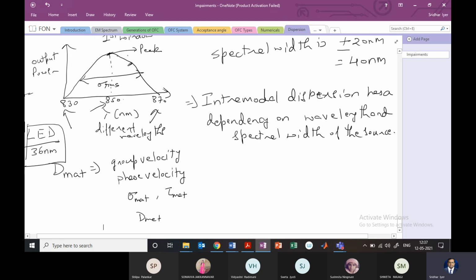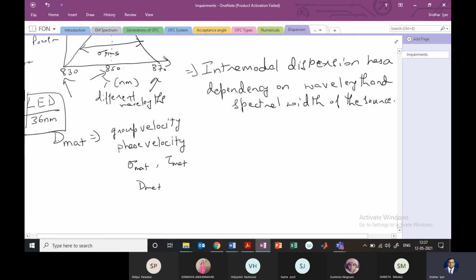And then we just started discussing the types of the intramodal dispersion. So we have to now look at what these kinds of intramodal dispersion are, right? Before discussing the two types, let me write the types. One is the material dispersion, and the other is waveguide dispersion.